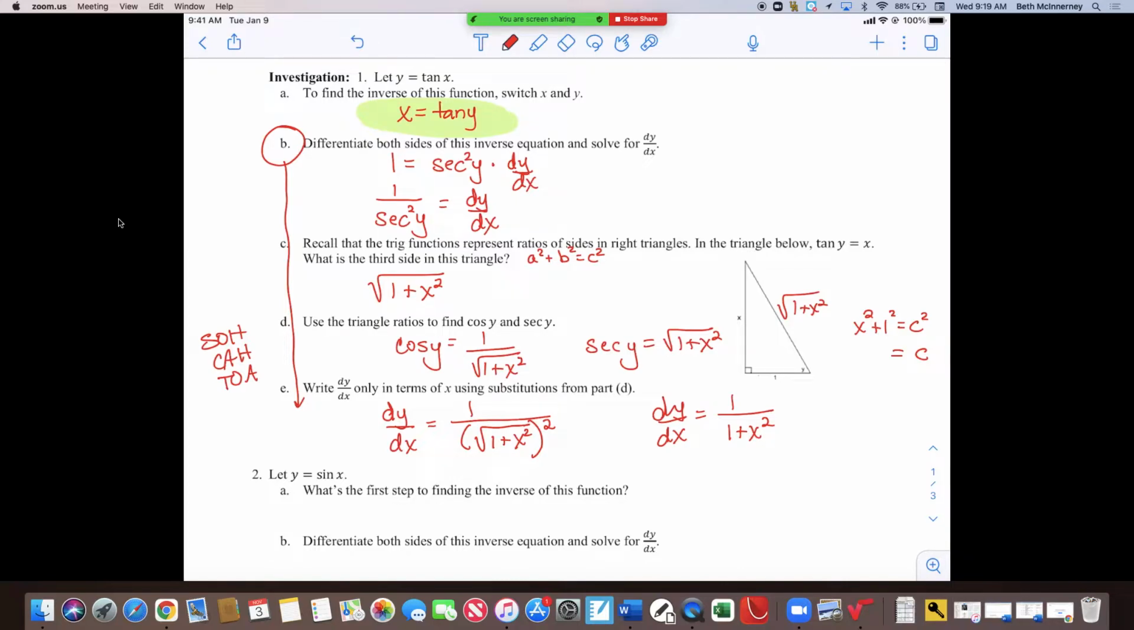And I want you to stop and think for a moment. This is the derivative of what? What did we find? The derivative of what? The inverse, right? Because I switched, when you say tangent y, that represents the inverse. This represents the derivative of inverse tangent x.